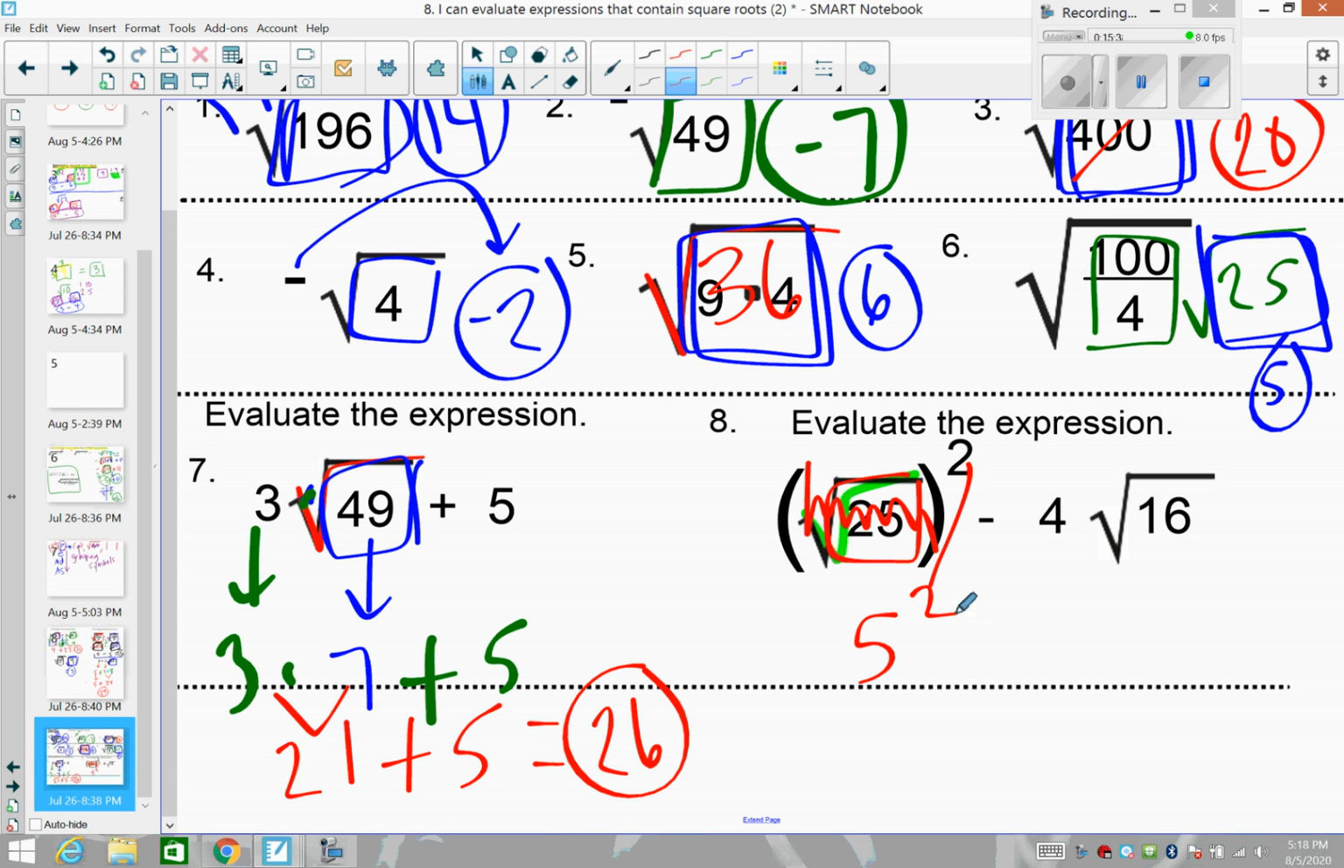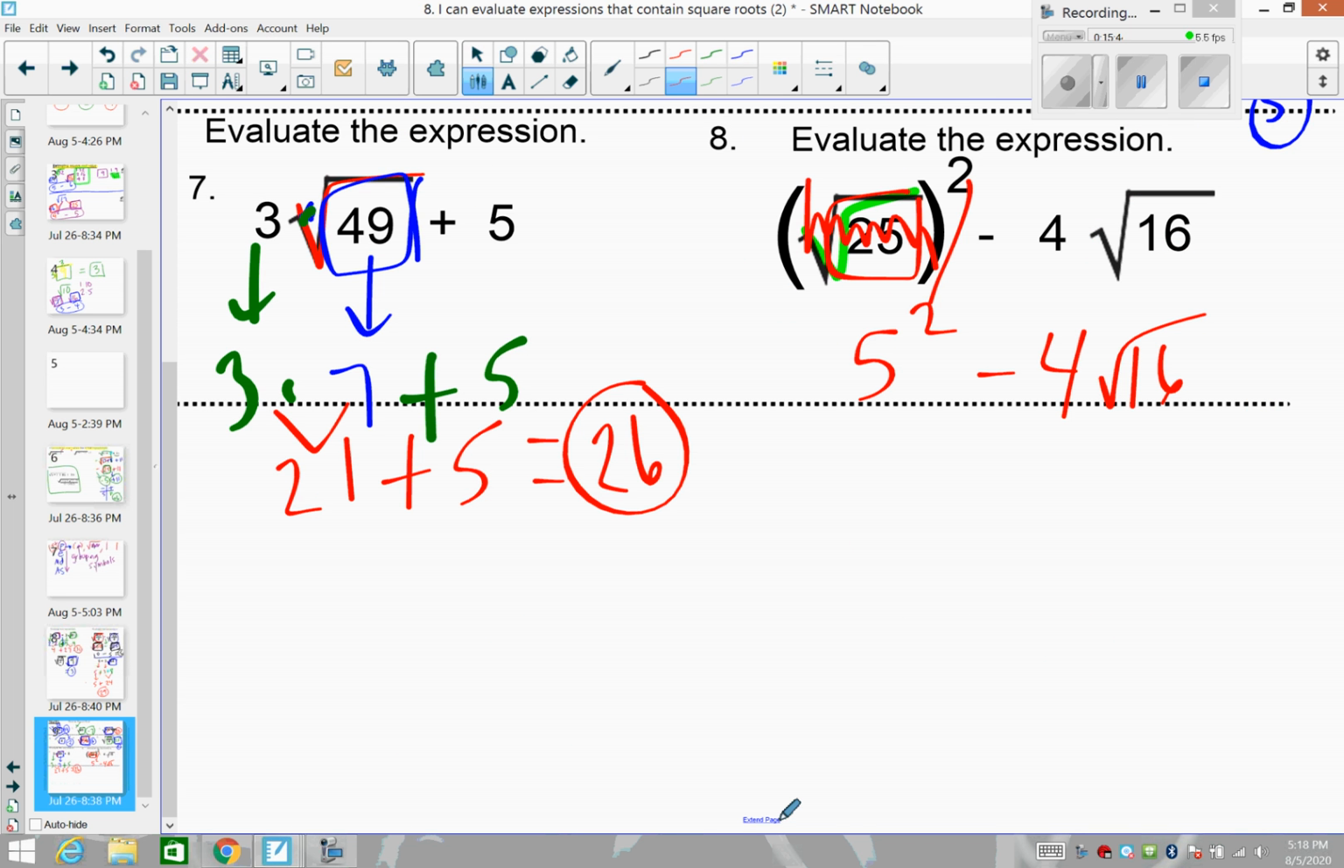And I'm going to write the rest of the problem. Times 4 square root 16. Just write that down. Just drag it down. We know that we have to do the square roots first because it's a grouping symbol. So I'm going to build a group or a square around that. And the square root of 16 is 4. We know the operation between those problems is multiply. So I'm going to drag all of that down.